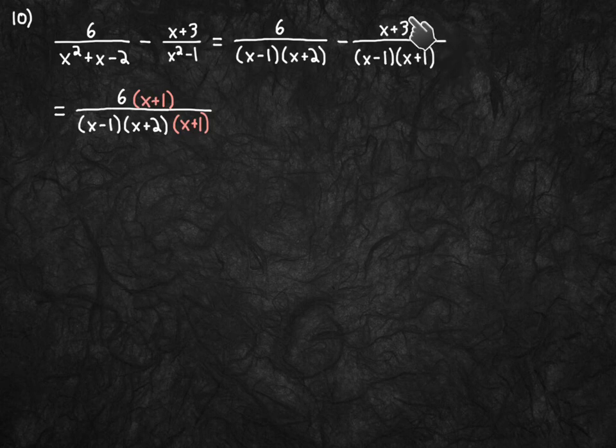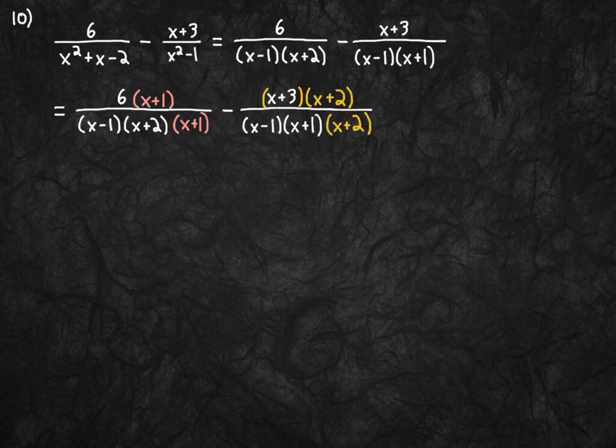And when I do that, I need to make sure I put parentheses around the x plus 3, because that's one of the factors of the numerator. And put a minus in between. So I get 6 times the quantity x plus 1 over the quantity x minus 1 times the quantity x plus 2 times the quantity of x plus 1. That whole thing minus the quantity x plus 3 times the quantity x plus 2 over, and the same denominator I had before on the first fraction.